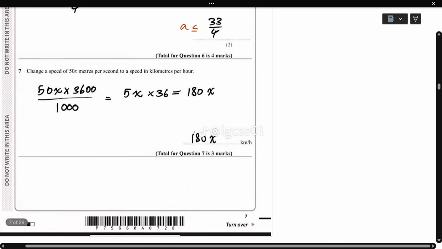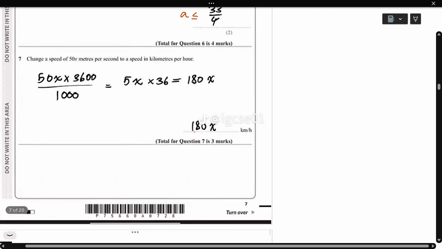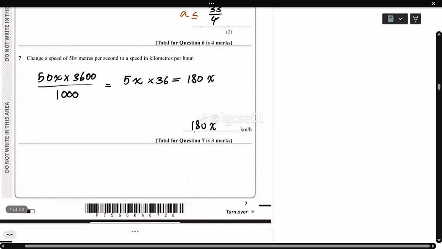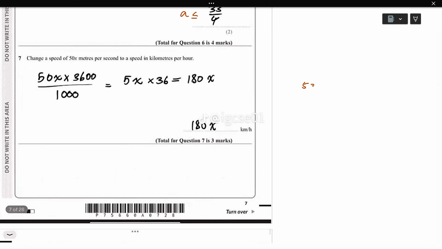Next, question 7: change the speed of 50x meters per second to kilometers per hour. So this is meters to kilometers, we need to divide by 1000. Then per second means we need to multiply by 60, and again by 60, and only then will we get hours. So 50x over 1000 times this one, when we bring it up it becomes the reciprocal, so 60 times 60 over 1. So let's calculate here.